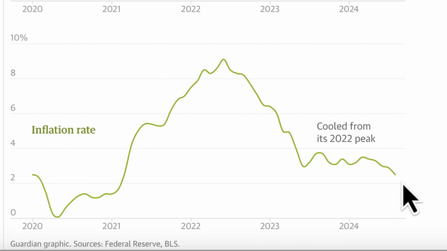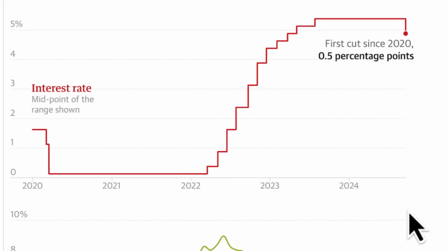And of course, they made their decision based on data that inflation had cooled and had likely peaked a few years ago. Okay, so what does this mean for the markets?